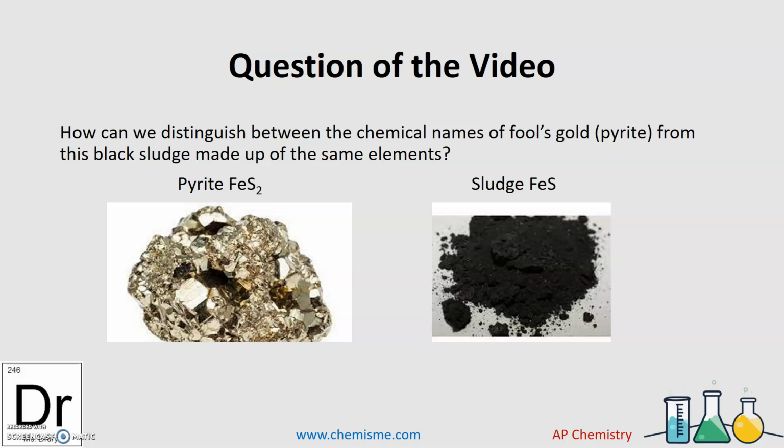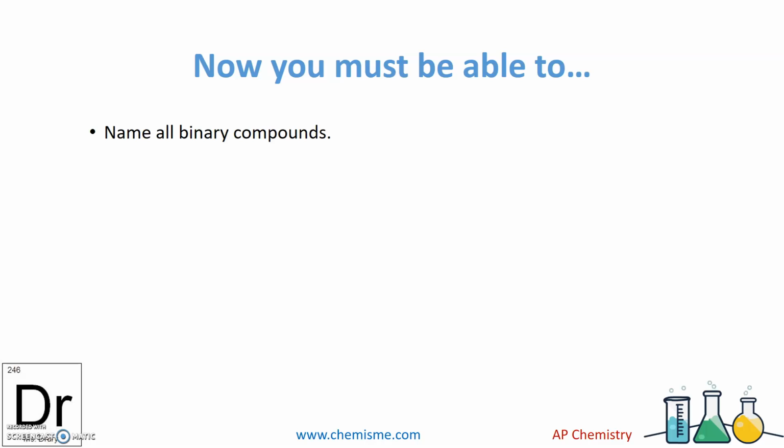Back to the question of the video, how can we distinguish between these two chemicals? Well, we'll need some Roman numerals, right? They're not going to be both iron sulfide because then that would be really confusing and one is completely different than the other. So if sulfur is -2 on your reference table, then Fe is going to be +4 here, and we're going to call that iron 4 sulfide. In the sludge, again, sulfur is -2, but there's only one of them. So iron's going to be +2, and that's going to be iron 2 sulfide, so you know which one you're working with. At this point, you should be able to name all binary compounds.